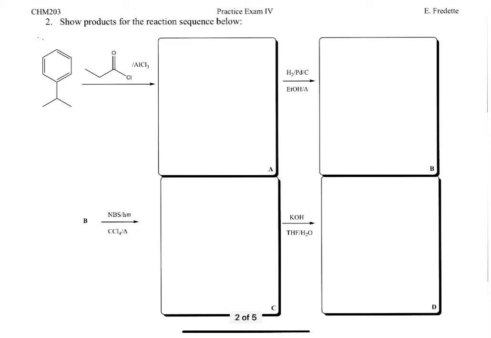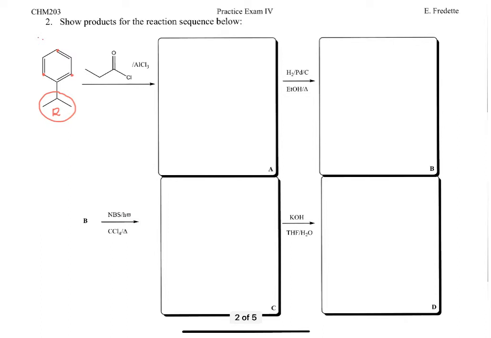To predict the product of electrophilic aromatic substitution, we need to consider any substituents already present on a benzene ring. In this case, we have an isopropyl substituent on the benzene ring, isopropyl being an alkyl or R group. An R group directs subsequent substituents to ortho and para positions.